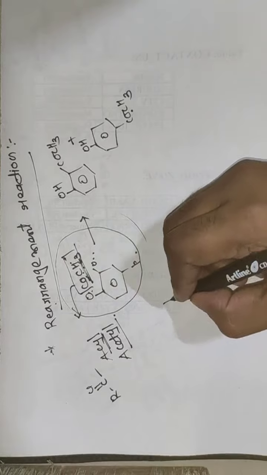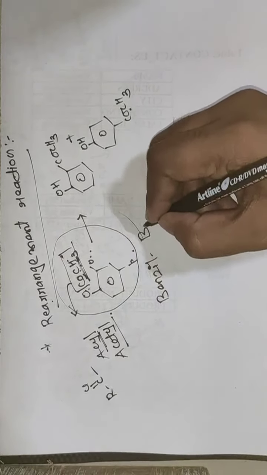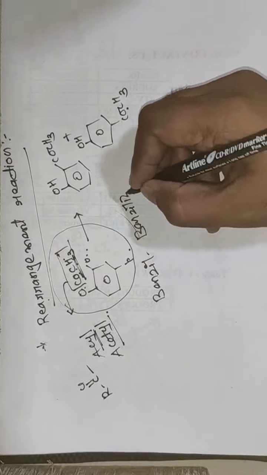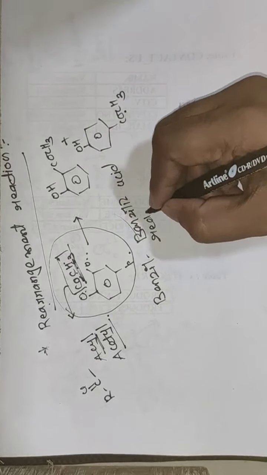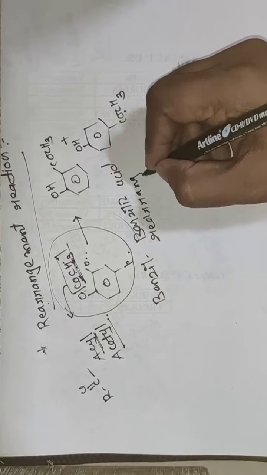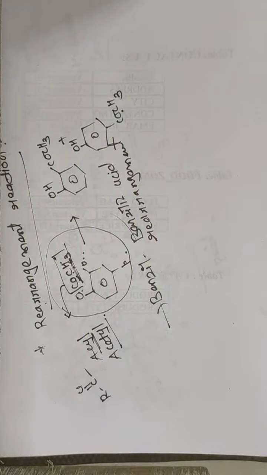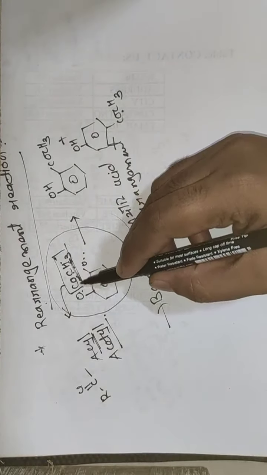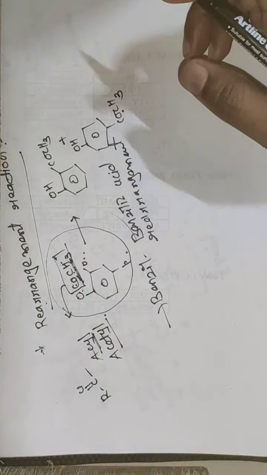A similar example we will discuss in our next lecture is the benzylic acid rearrangement. Benzylic acid rearrangement. So this is an example of rearrangement. Here we can see that there is a movement of this group from position 1 to another position, right?